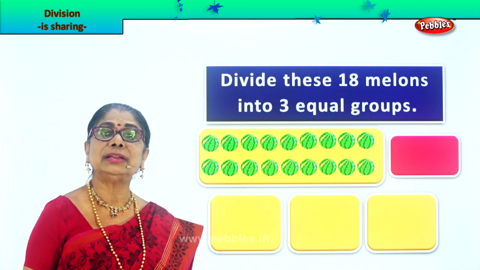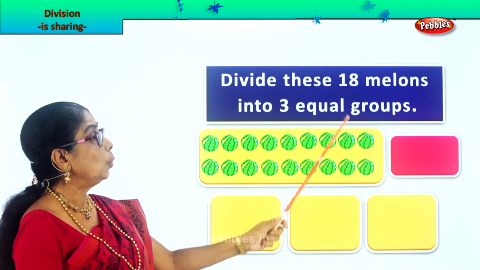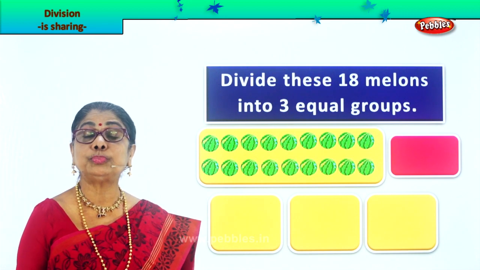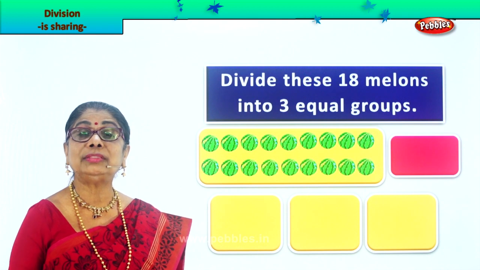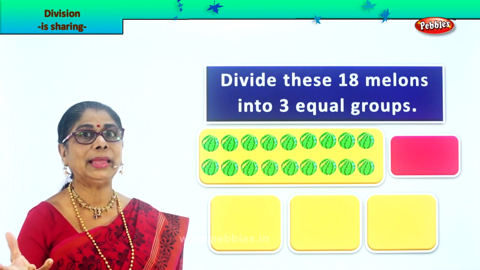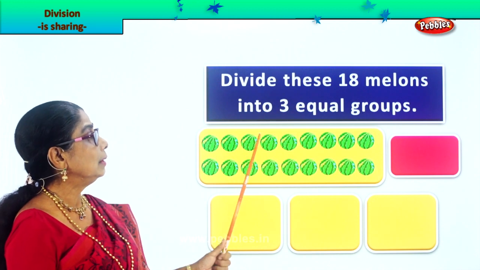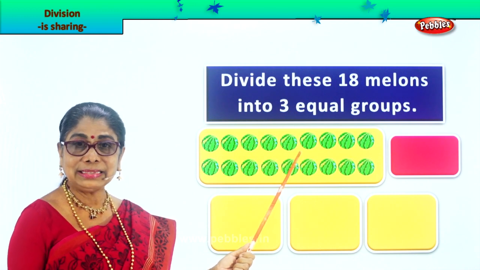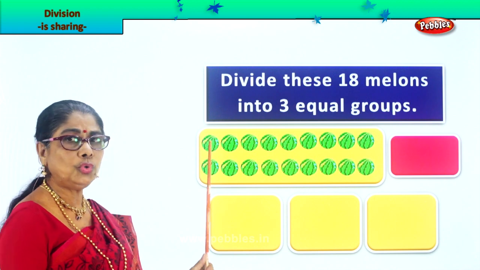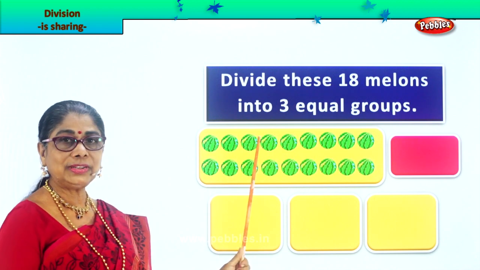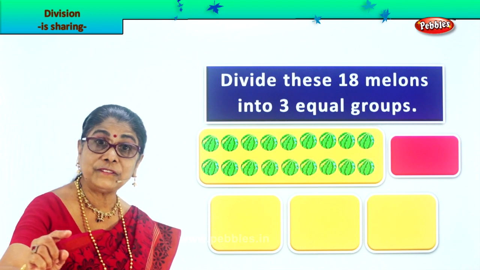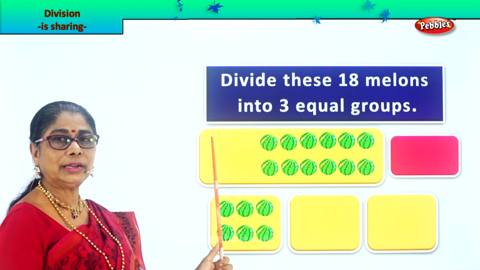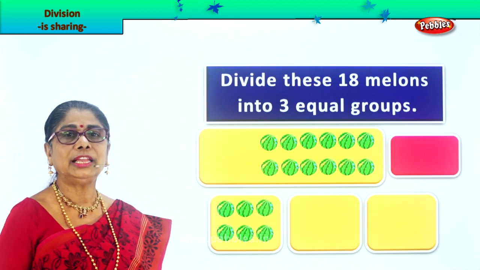What is division? Division is equal sharing. We are given 18 melons, we are given 3 trays, and we are supposed to divide the 18 melons equally into the 3 trays. Yes? Look. So, here are the 3 trays and here are the 18 melons. Let's take 6 from here. 2, 4, 6. This first 6 we put into the first tray. So 1, 2, 3, 4, 5, 6. So 6 have come here into the first tray.